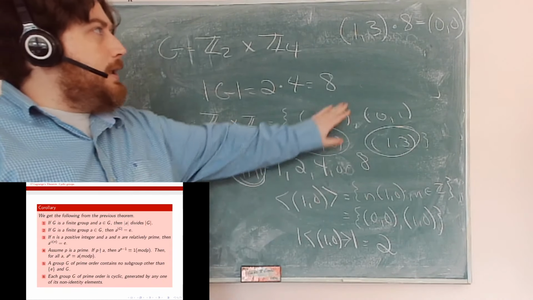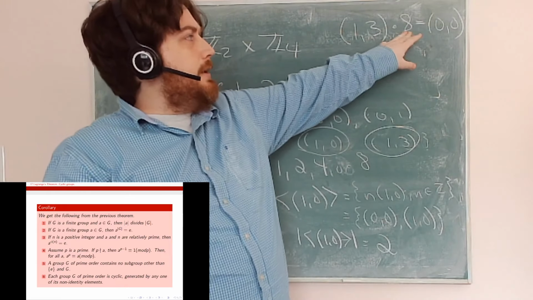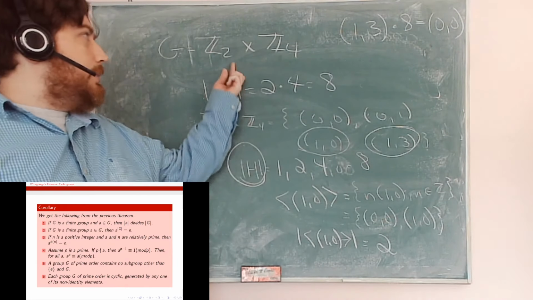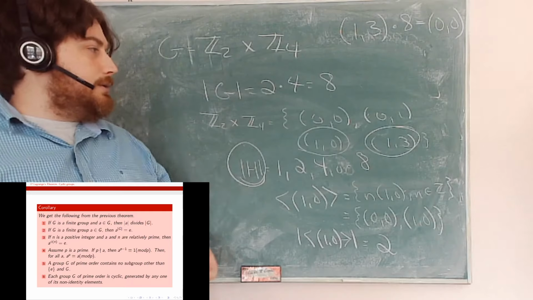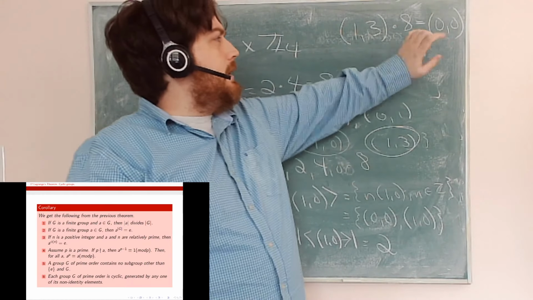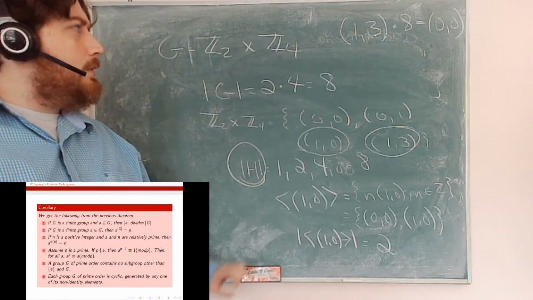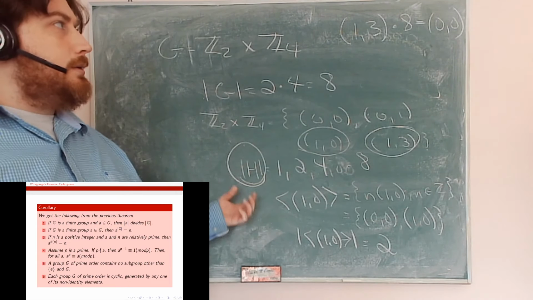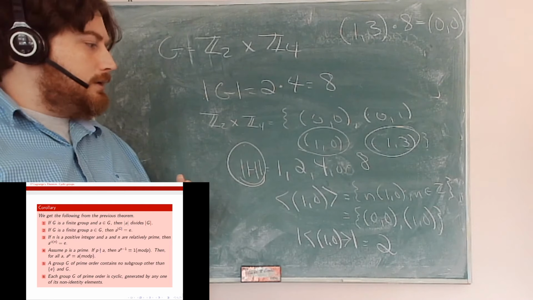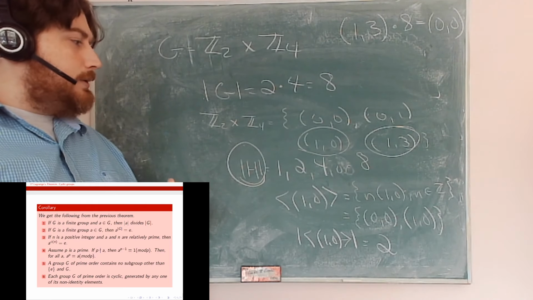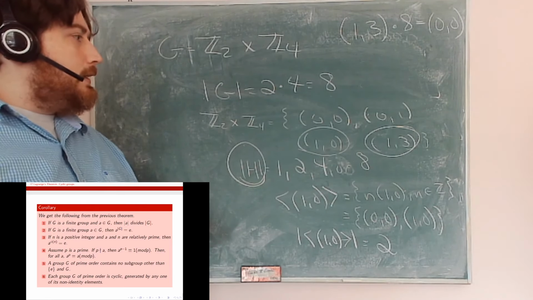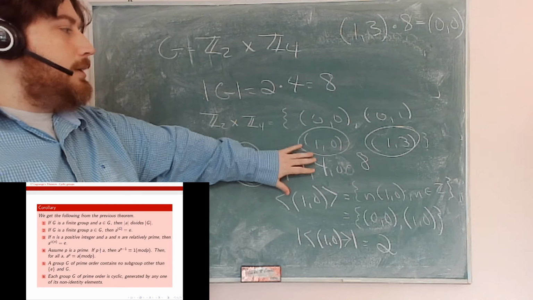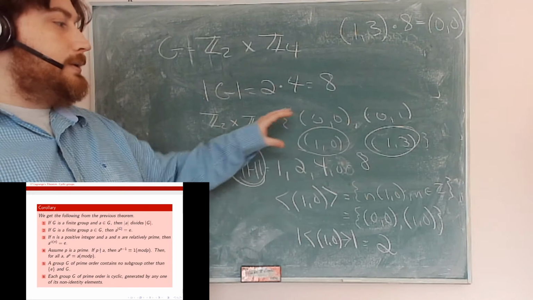Well, for this one case, if I take 1 times 8, I get 8, but I'm using mod 2. 8 mod 2 is 0. 3 times 8 is 24. 24 mod 4 is 0. So in this case, I do indeed get that 1, 3 times 8 is 0, 0. So it works out for that example. Now, what I claimed is more general. It's always going to be the case.